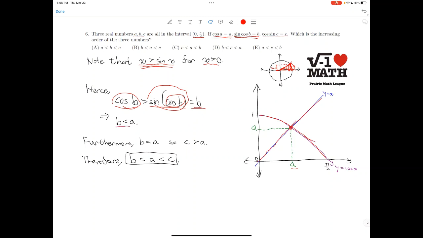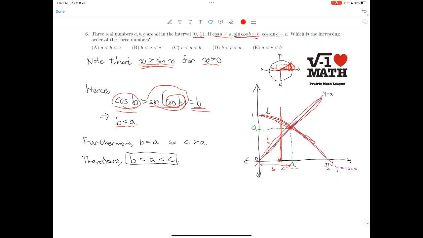Now we can see that since B is less than A, B must be somewhere in this region on the x-axis. Note that since cosine B is greater than B, we have that this part is greater than this part, which can only happen in this region here, because in this region, this part is greater than this part, and hence B is in this region, so B is less than A. Now, furthermore, we can see that B must be here, right? So we see this is B.